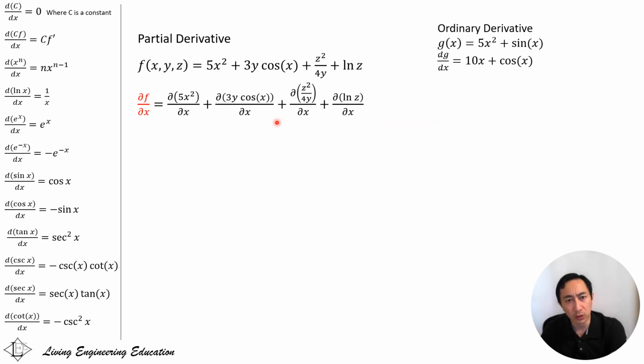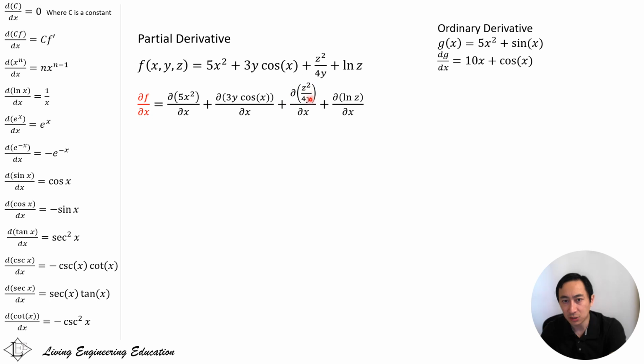Now, what we do next is we consider anything that is not x to be a constant. For this first term, it's the same thing, right? That's just going to be 10x because it's all x terms. So that really doesn't make a difference. Here, we have a y term, so we're going to look at this y value as a constant, just like we look at 3. The constant c, in this case, is going to be 3y. So it's just going to be a constant times the derivative of cosine x. We go over to my table. The derivative of cosine x is negative sine x. So this will be negative 3y sine x.